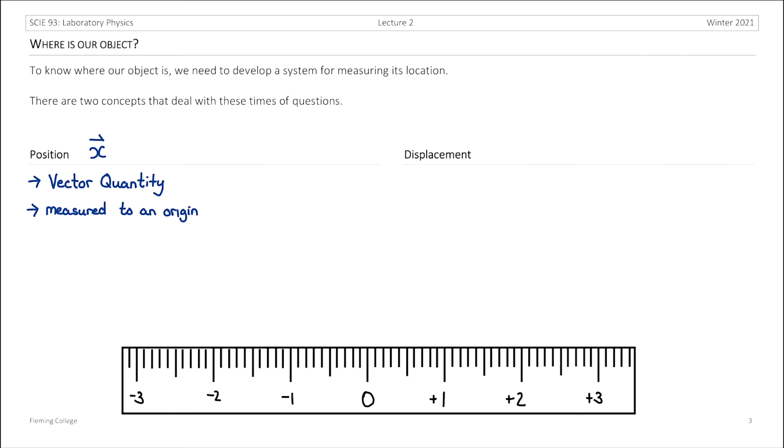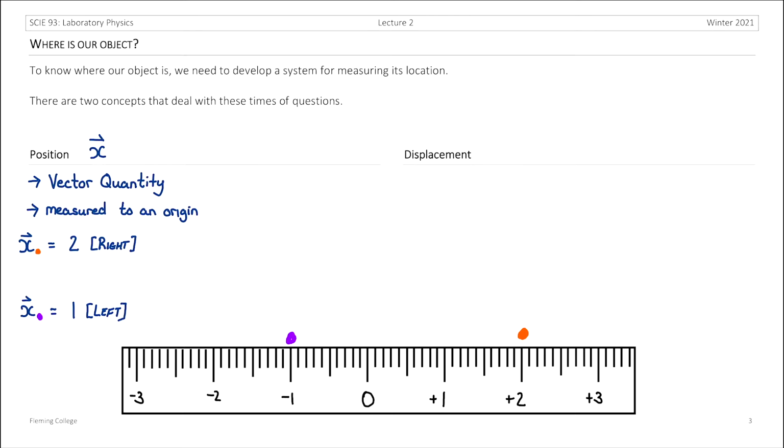To better understand this concept, let's look at two examples. We're going to find the position of the orange dot and the purple dot. We can represent the position of the orange dot as 2 to the right of the origin. The origin is typically represented as 0 on any number line. Also, we could represent the purple dot as 1 to the left of the origin.